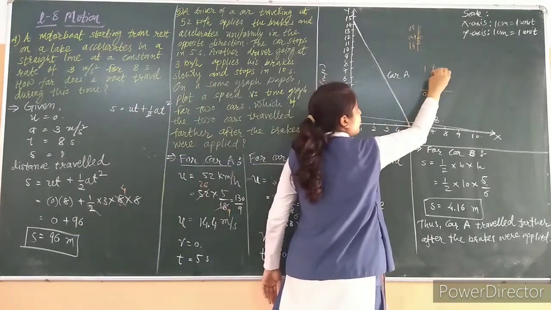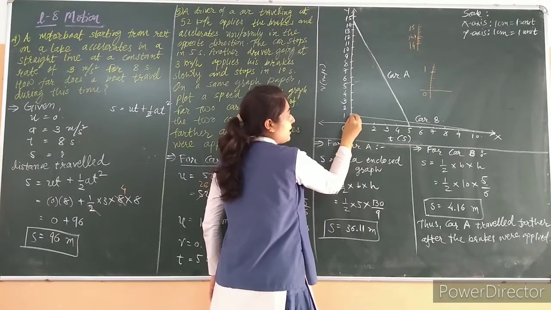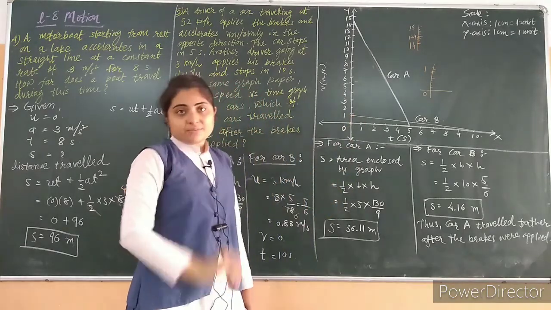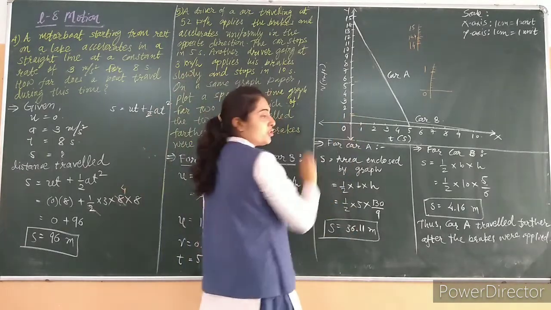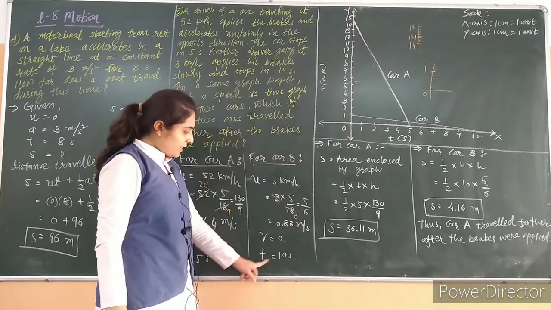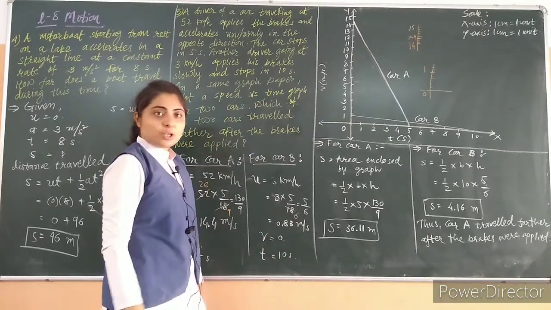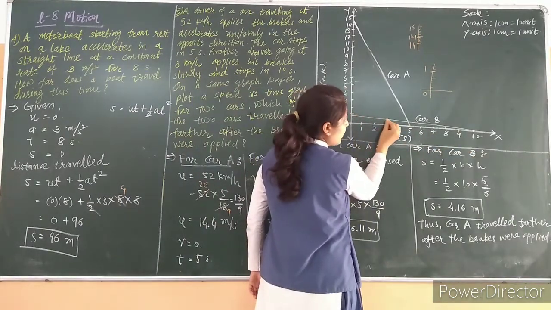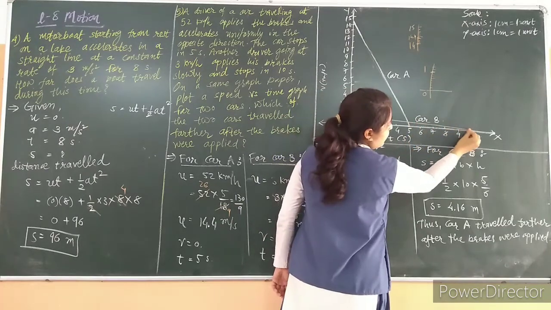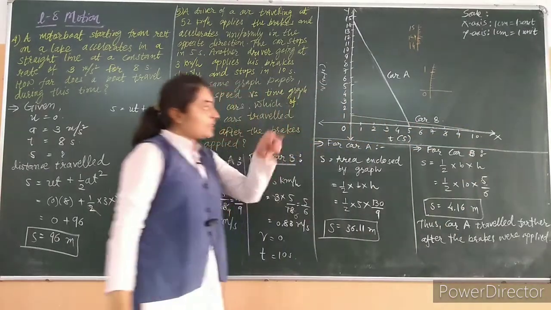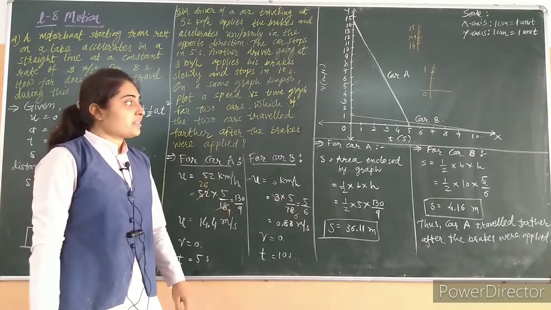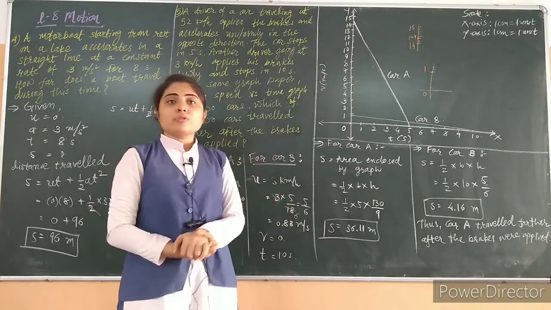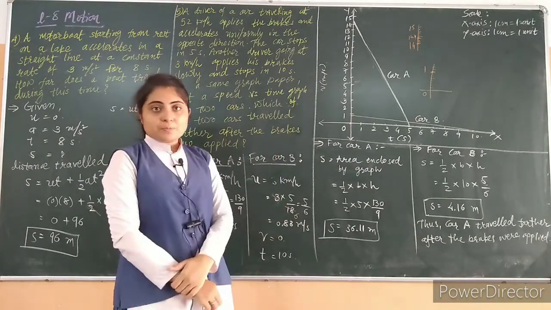So here we will represent the 8 line above the 0. That represents 0.8 meter per second. That is the initial point, and after 10 seconds the speed becomes 0. It means at 10 seconds the speed slowly decreases and becomes 0. So this slanting line represents the motion of car B. Okay, so this is the graph of the motion of two cars.